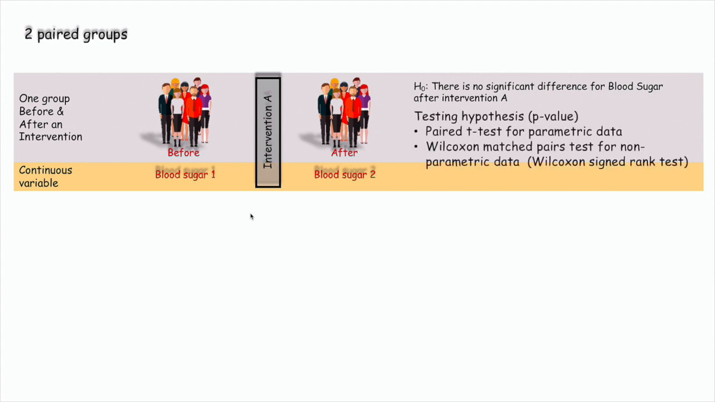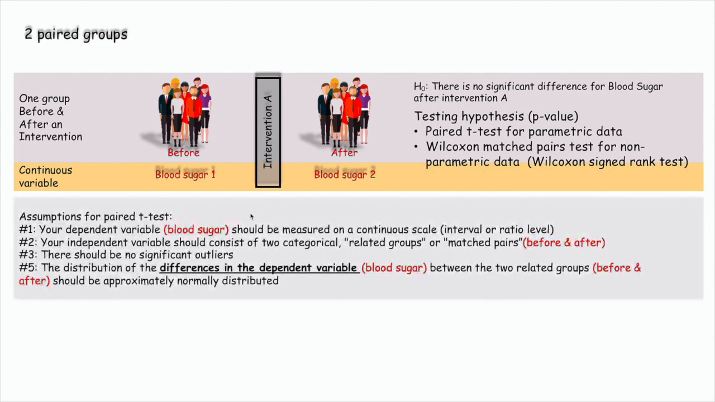able to do it. For testing this hypothesis, we use the paired t-test, and this is for parametric data. In case we have non-parametric data, we use the test called the Wilcoxon matched pair test or Wilcoxon signed rank test. So let's see what kind of assumptions we have here.